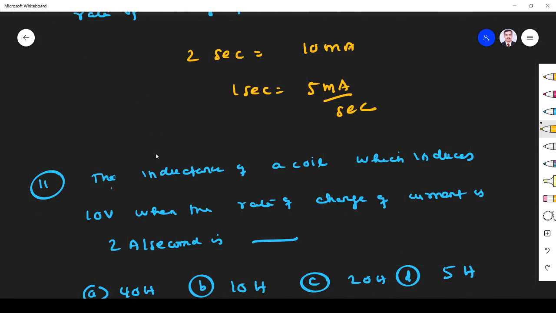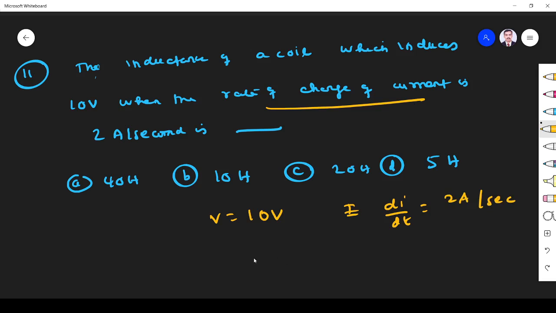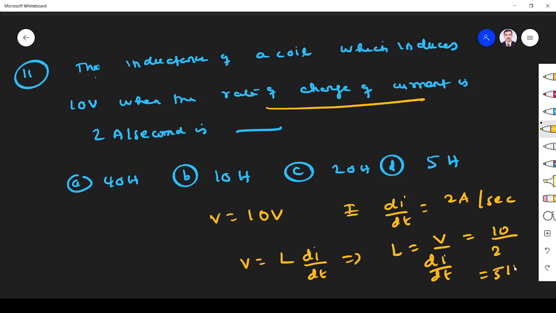Simple problem. 11th one, the inductance of a coil which induces voltage of 10 volt, the rate of change of current is 2 ampere per second. They are asking about L. So we know V is equal to L di by dt. So this implies L is equal to V by di by dt. V is 10 volt, this is 2, so 5 H. So option D is the right answer.